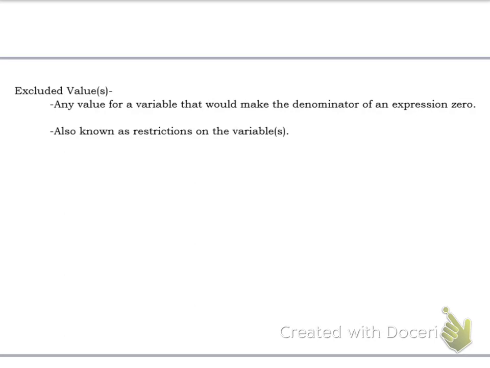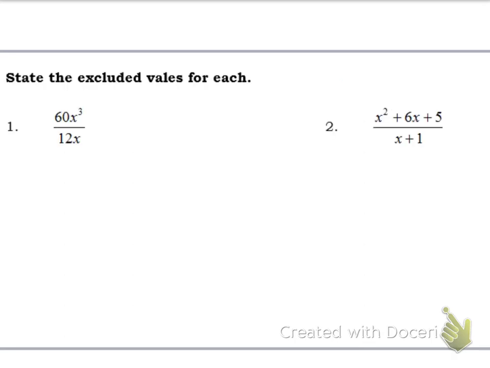Any value for a variable that makes the denominator, which means the bottom, of an expression equal 0. So anytime I get 0 in the bottom, it is going to be an excluded value or a restriction. So state the excluded values. We only care about the bottom because if I get 0 in the bottom, so let's say I did 3 divided by 0, it would say error in my calculator. So that's the only part I care about.